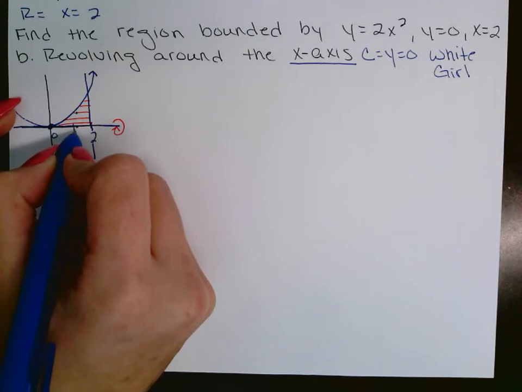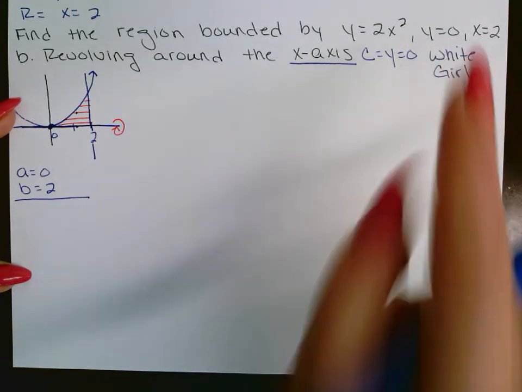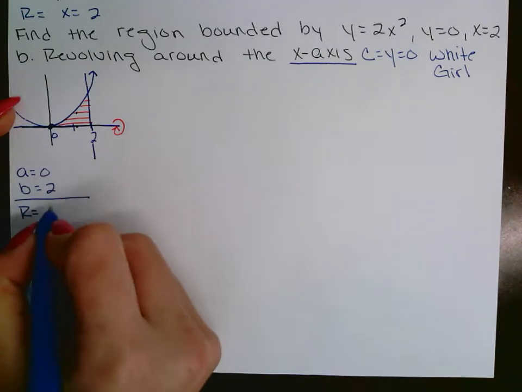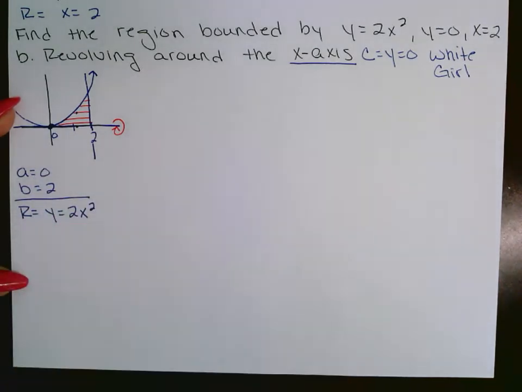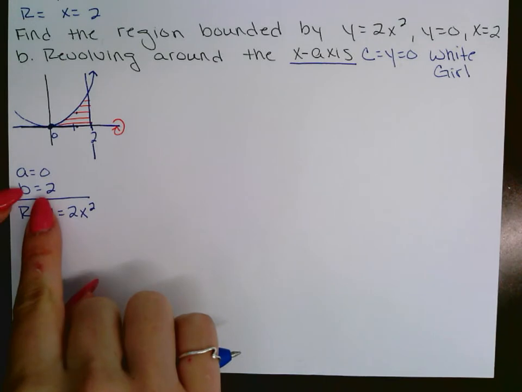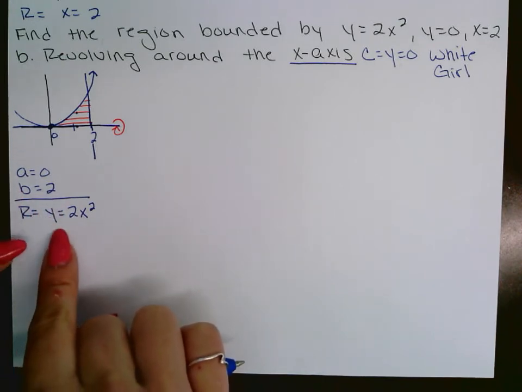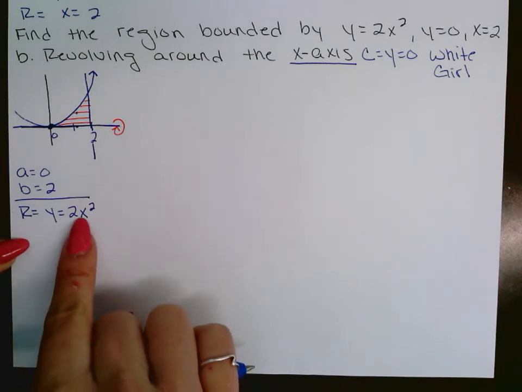Do you see that there's no other function that I hit? Technically, if you wanted to count a second function, your second function is your 0. So I only have one function, which is my parabola, and it is y equals 2x squared. Not only is this a white girl question, not only were my A's and B's really easy to see, but I only have one function, and in white girl, the function needs to be y equals with x's, and it's already like that.